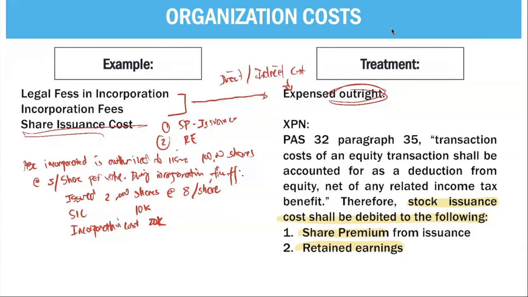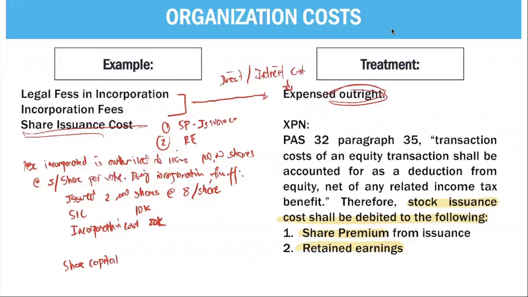During the incorporation, the following transpired. So issued 2,000 shares at 8 pesos per share. So stock issuance cost of 10,000, and we have your incorporation cost of 20,000. Okay. So first, we account for the issuance. So for the issuance, you issued at 8 per share. So we have here share capital.